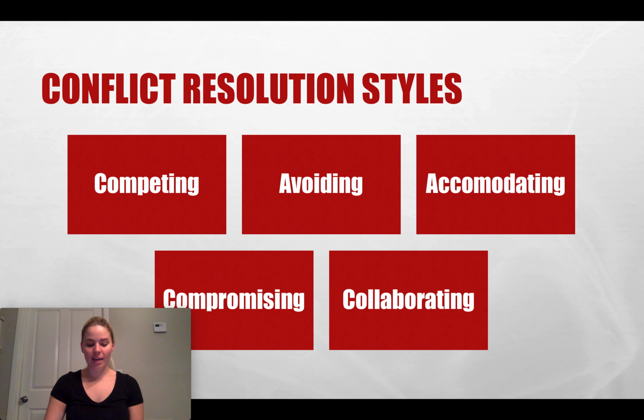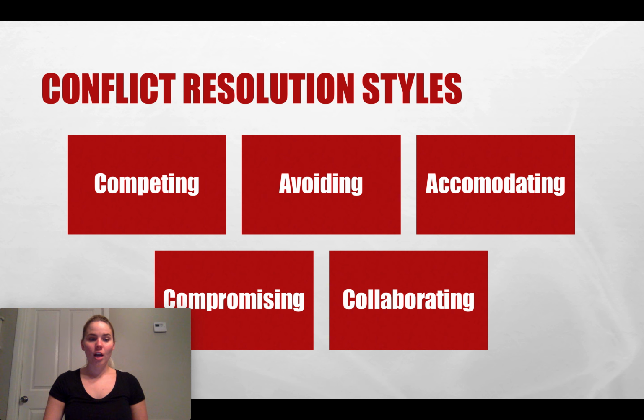Next, there's accommodating, and this is when people give in to somebody else in order to promote harmony within the relationship. This occurs when people are afraid of conflict, they're afraid to voice their opinion, or they're so easygoing that they don't have a strong opinion one way or the other.